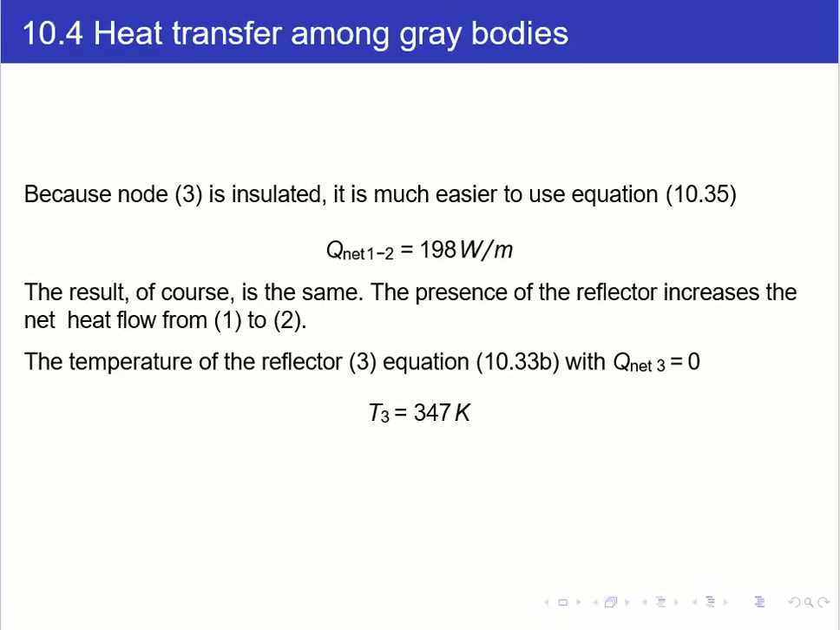Because node 3 is insulated, it is much easier to use the equation Q net 1 to 2 equal to 198 watt per meter. The result of course is the same, and the presence of the reflector increases the net flow from 1 to 2. The temperature of the reflector 3, with Q net equal to 0, becomes 347 Kelvin.